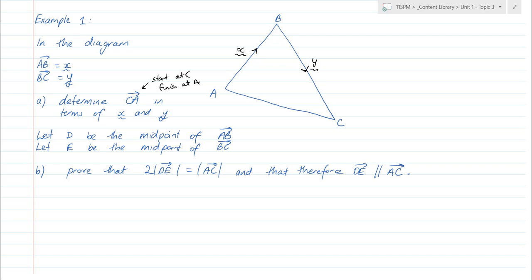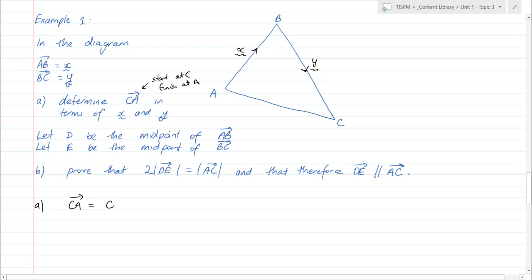And to go along that path, I'm going, so this is A, CA is equal to negative y minus x. I'm going backwards along BC, which is negative y, and then backwards along AB, which is negative x. You could just write that straight down. It's a pretty trivial question, but you could write it like this.